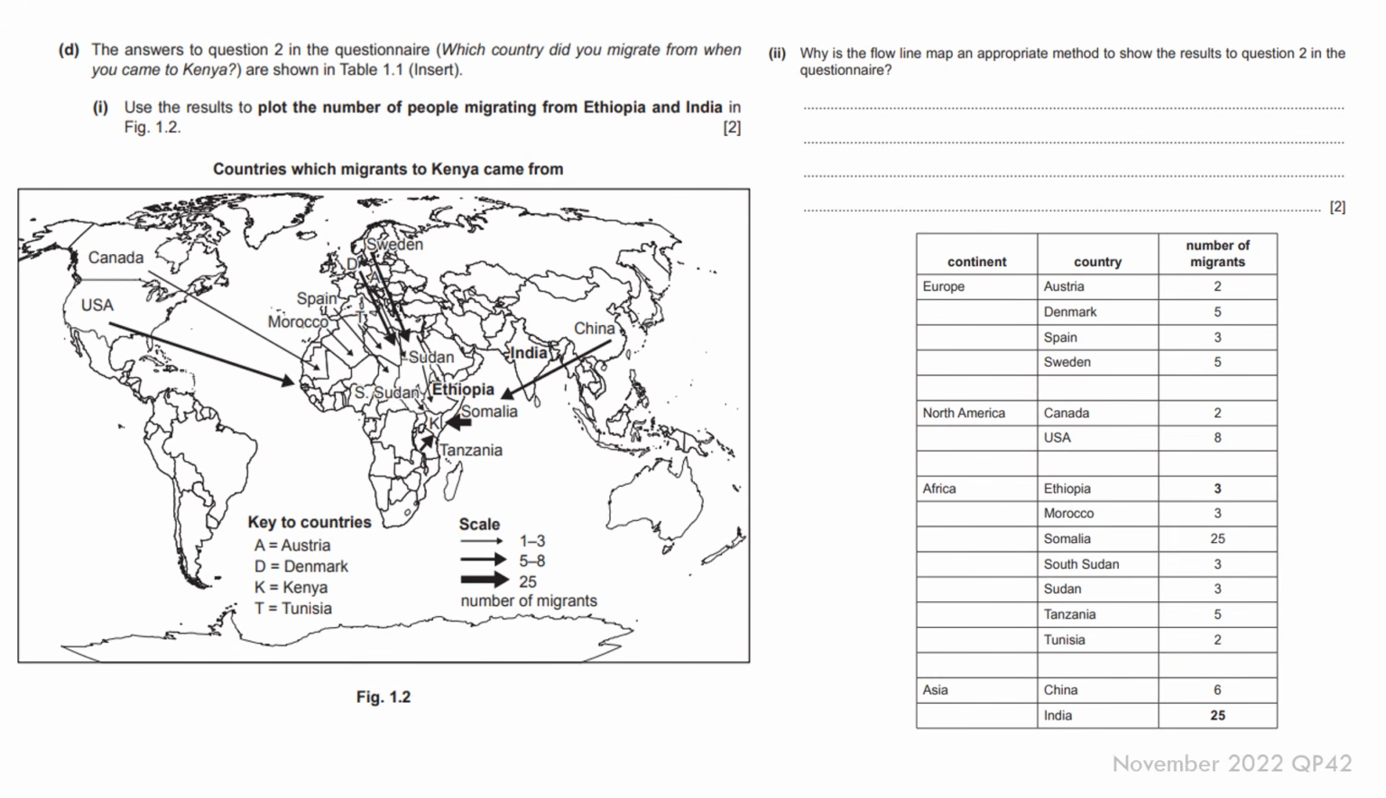So here it talks about flow lines. We have to plot them on again, so I'm going to quickly draw that. So you should know you just basically have to match up the number according to the scale. But this question here is, why isn't it an appropriate method to show the results to question 2 in the questionnaire? Flow lines are really good. It shows you clearly how many people are coming or migrating from Ethiopia and India to a particular place. So it shows you the direction in which these people are moving. So it helps you show the numbers and the direction and where they have come from.